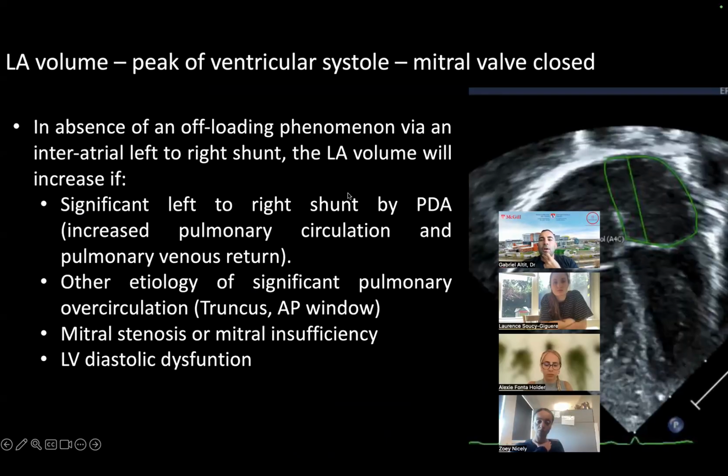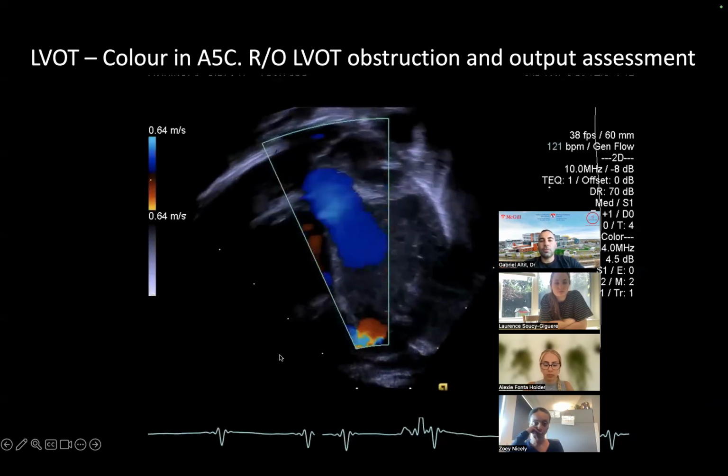So again, in a sense of offloading phenomenon, the LA volume will increase if there's a significant left to right shunt by the PDA, if there's another etiology of significant pulmonary circulation, if there's a blockage, so an obstacle like a mitral stenosis, or if you get a lot of regurgitation because the LV is emptying into the left atrium. And again, if you get diastolic properties that are abnormal. I don't like the word I've put, diastolic dysfunction. I just don't think we know nowadays what is dysfunction or not in the newborn. It's very hard to tell.